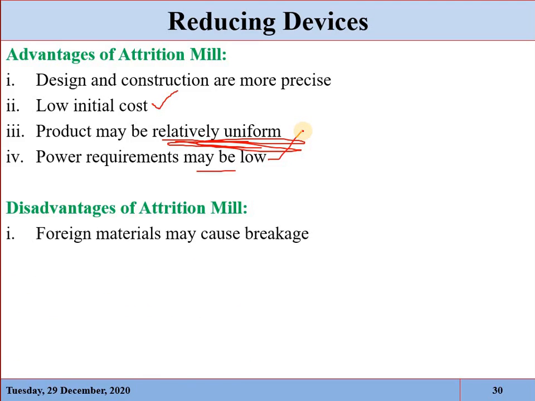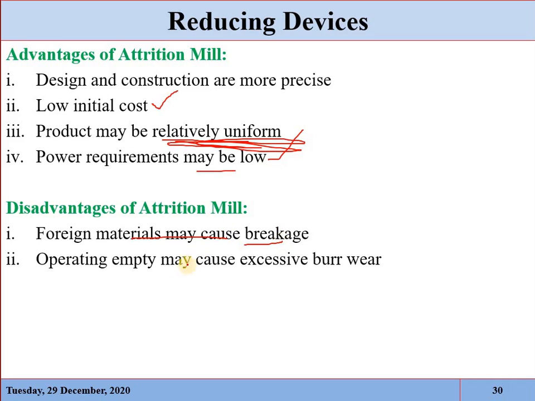Disadvantages: foreign material may cause breakage. Remember, suppose there is some clay particle or sand particle or some stone in the agricultural product, then it can cause breakage in the attrition mill. Operating empty may cause excessive wearing. Okay, suppose the feeding is finished and the attrition mill is operating empty, then it can cause excessive wearing of the plates inside, and it can affect the efficiency and effectiveness of the attrition mill.